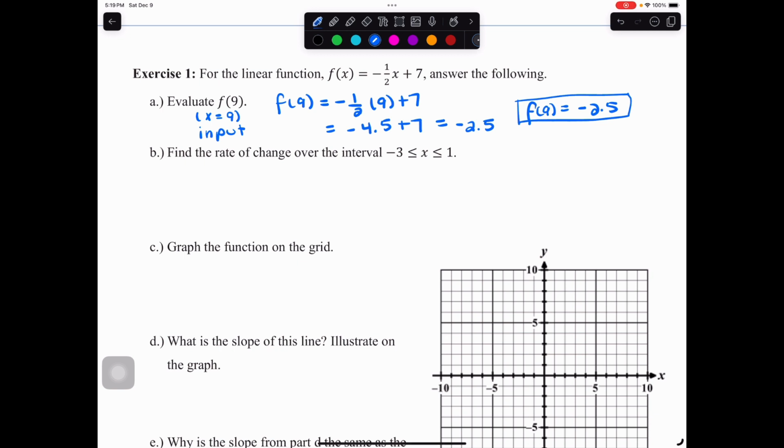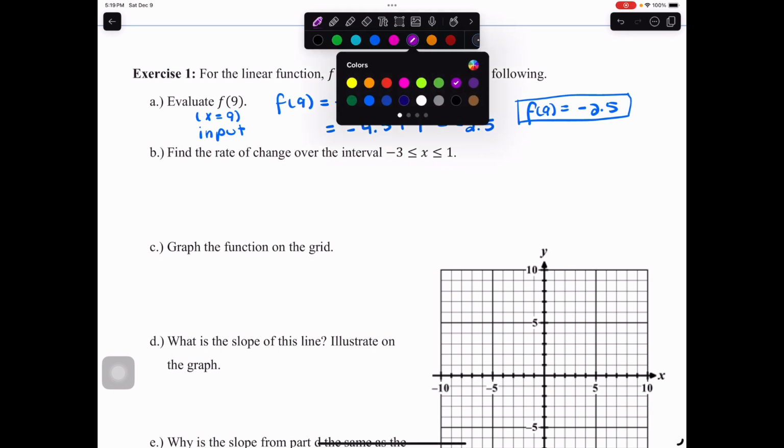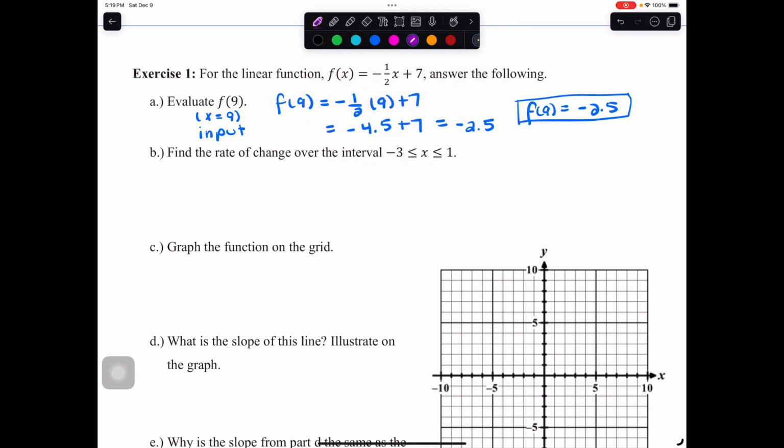Now, something else that we've done and that's expected for linear functions would be finding the rate of change or finding the rate of change over a specific interval. So we're going to do that in part B. So find the rate of change over the interval negative 3 is less than or equal to x is less than or equal to 1. So remember, we're going to think of this as an a value and a b value. We first have to find f of a. In our case, that would be f of negative 3.